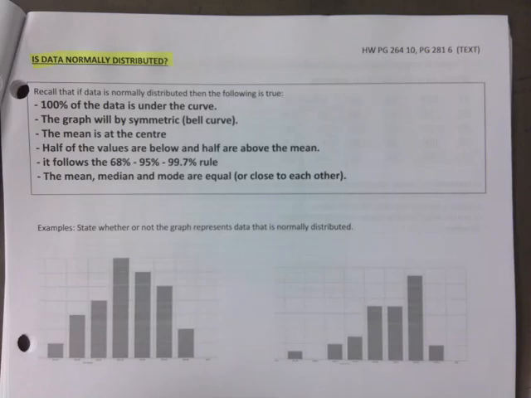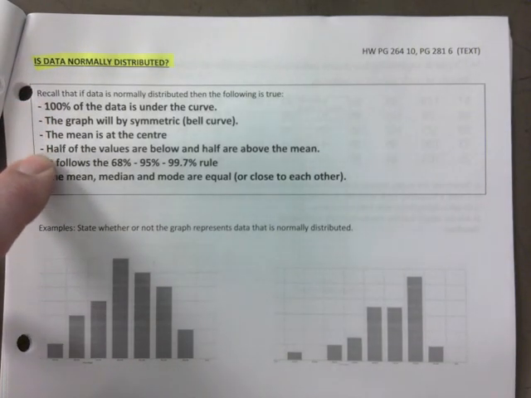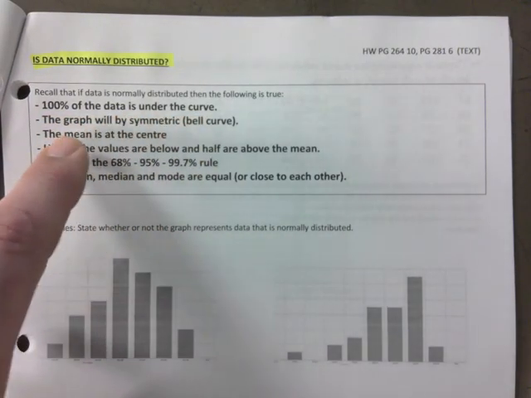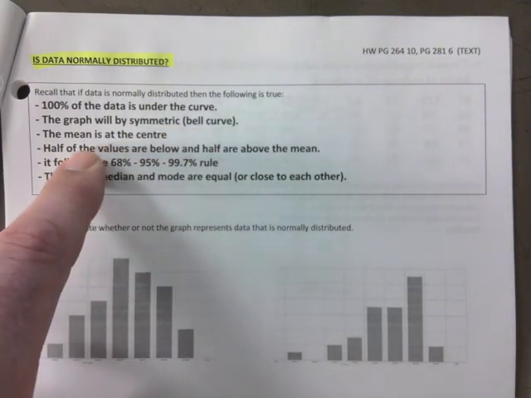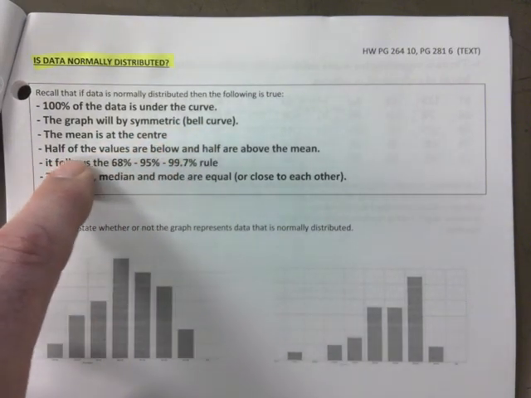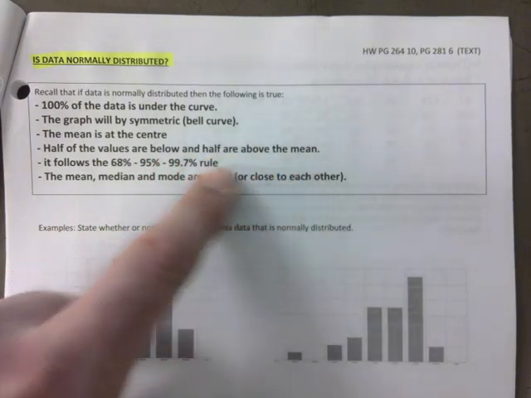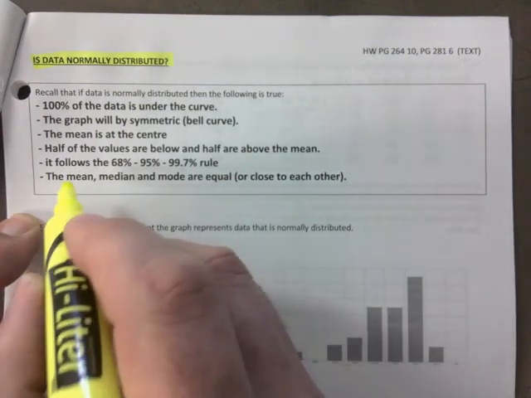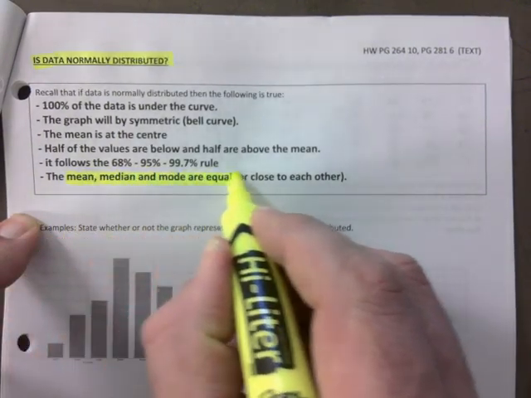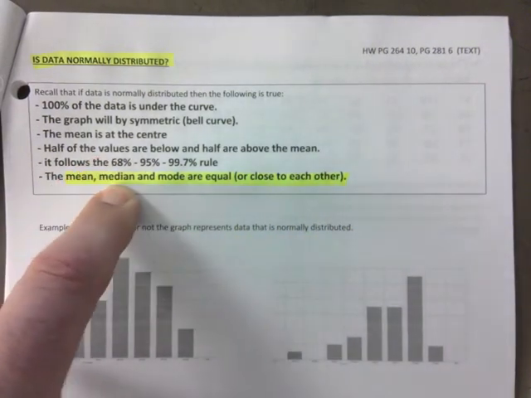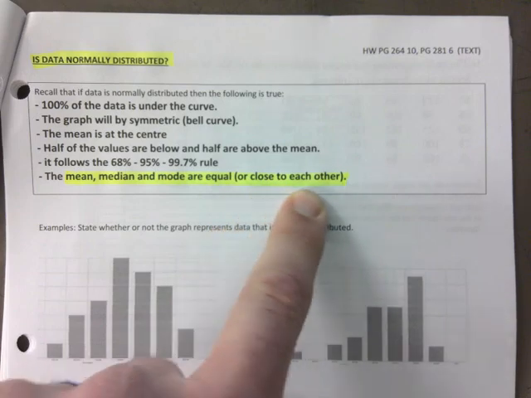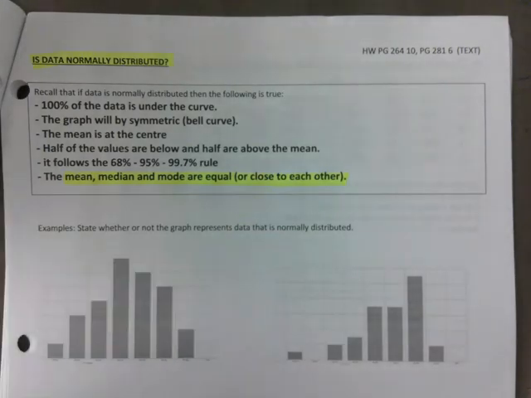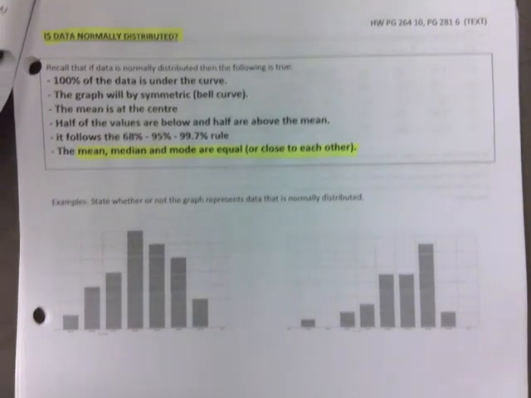Okay, so just recall the properties of a normally distributed data set, right? 100% is under the curve, the graph will be symmetric, the mean is at the center, half of the values are below and half are above the mean. You've got your empirical rule, all of those things are still true. This is maybe something to watch out for. The mean, median, and mode are going to be equal or very close to each other if data is indeed normally distributed.